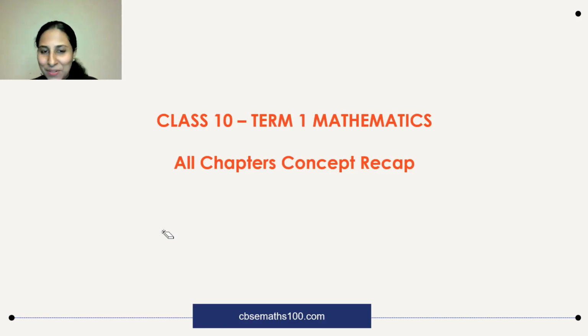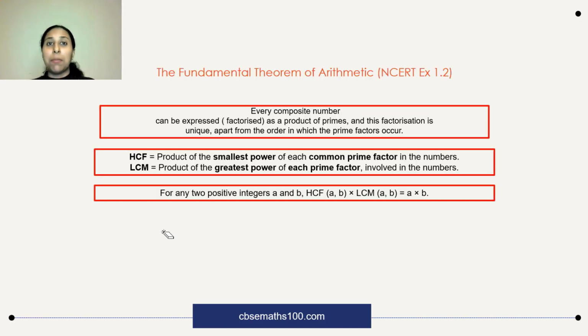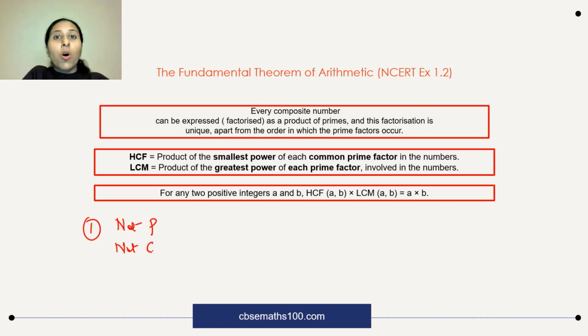Okay, let's get started. The first thing, real numbers, fundamental theorem of arithmetic. The fundamental theorem of arithmetic states that any composite number can be prime factorized. What do you mean by composite number? What do you mean by prime number? The smallest natural number is 1. 1 is not prime. It is not composite. It's neither prime nor composite.